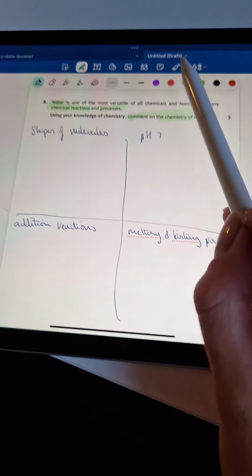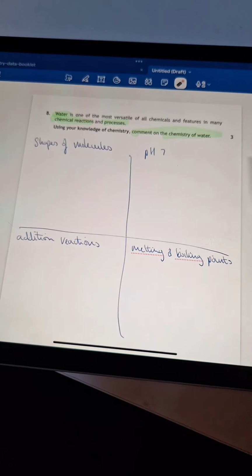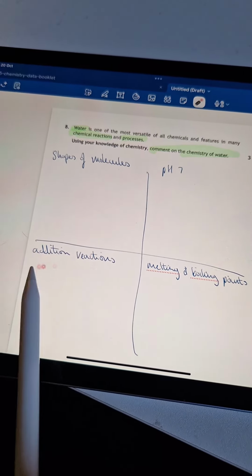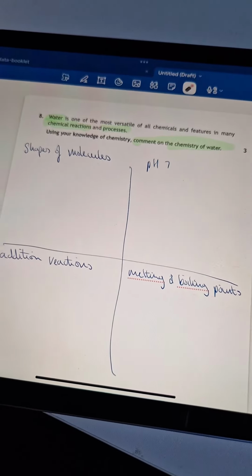So 4 things I've thought of are shapes of molecules, because you can draw the shape of a water molecule, the fact that it's got pH 7, that it can be involved in addition reactions, and then you could talk about its melting and boiling point. So see how that's 4 different things that you learned about in chemistry that you could relate to water.